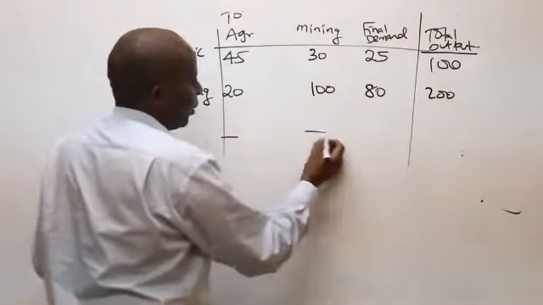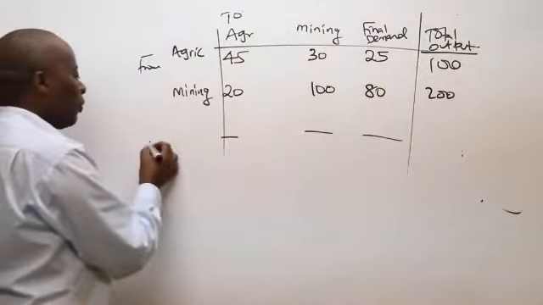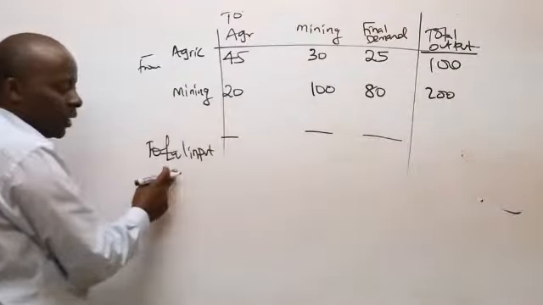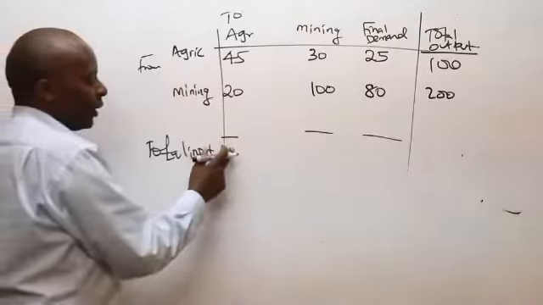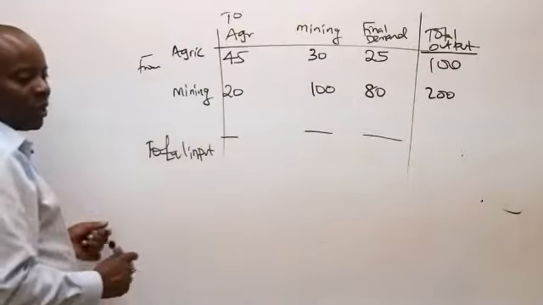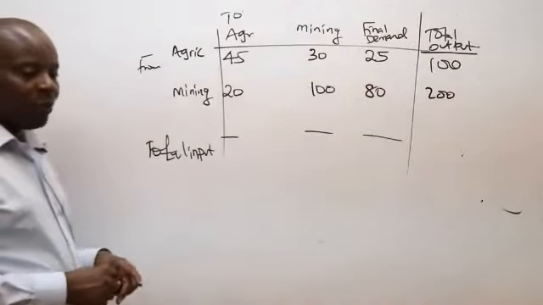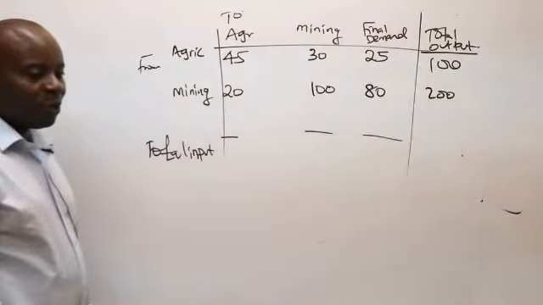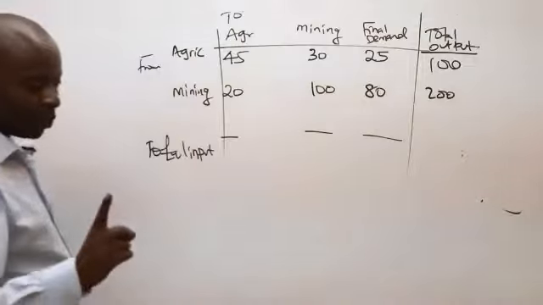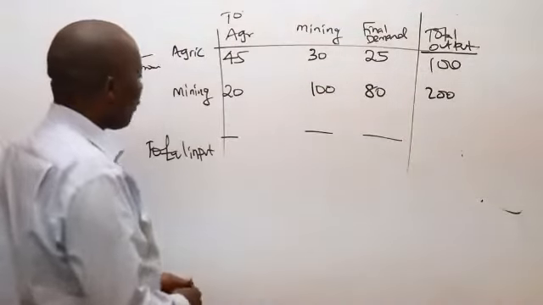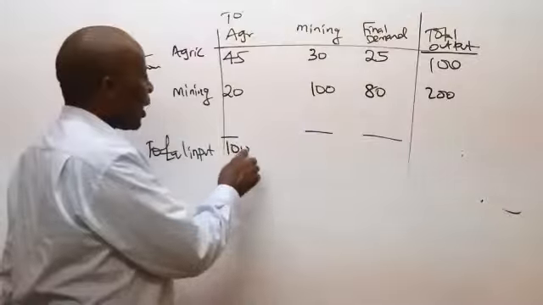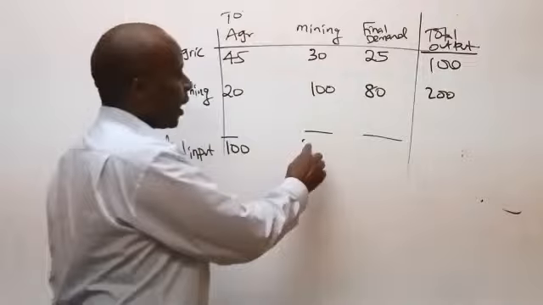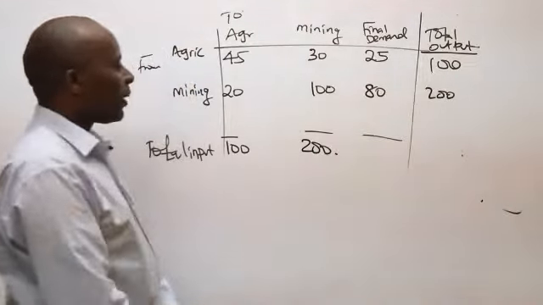Now listen. Then we'll come and talk of what we call the total input. Up there we have output, and here we have the total input. Can somebody give me the total input of agriculture? Somebody says 65. Thank you very much for trying. However, that is not correct. The total input for agriculture is 100. The total input for mining is 200. Is there anybody who is able to see where I'm getting those figures from?